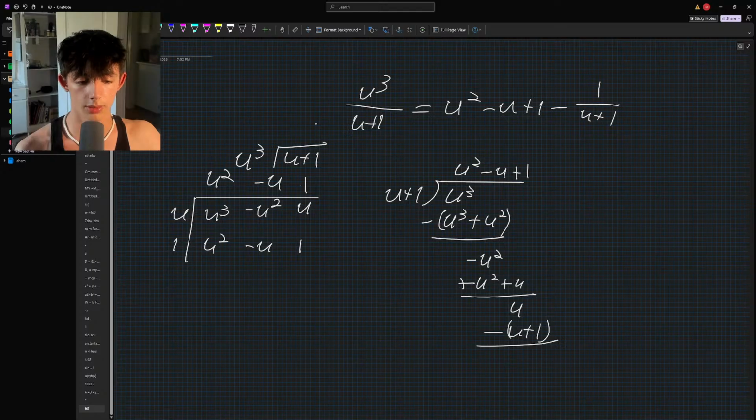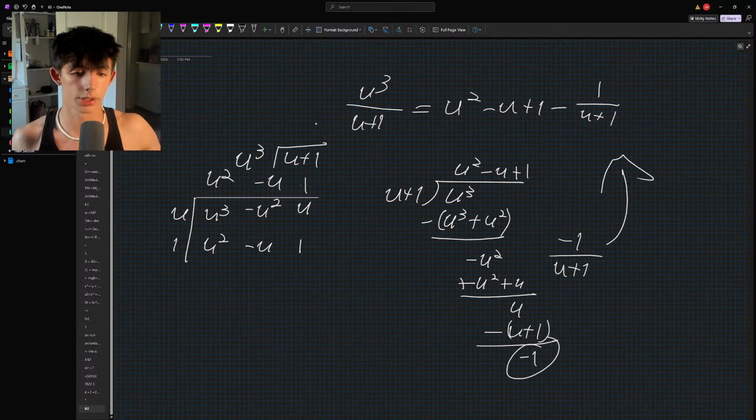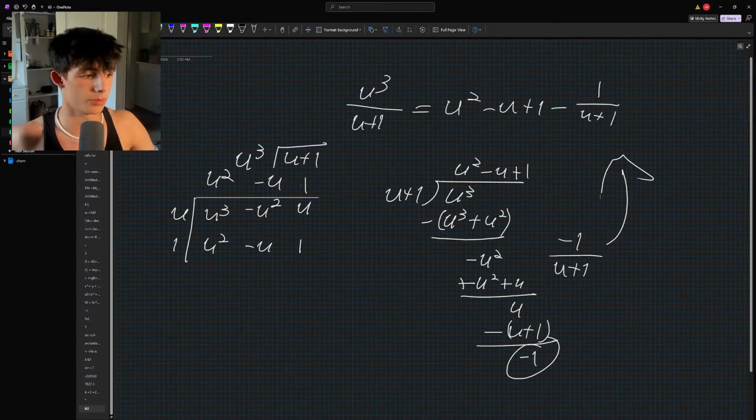We just get negative 1, and that's our remainder. That's how we get the negative 1 over u plus 1 that's seen over here. So just regular long division, pretty much.